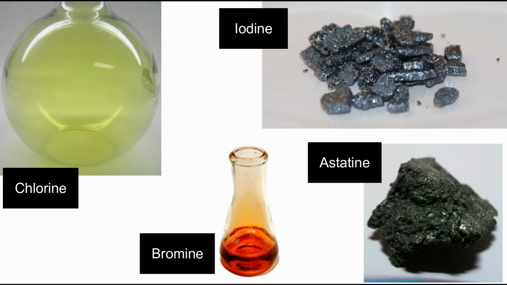So top left is chlorine, top right is iodine, middle bottom is bromine, and the bottom right is astatine. See if you can fill out your table with the colours and the states using those pictures. I'm going to leave those up for about another minute just to give you a chance to do that.